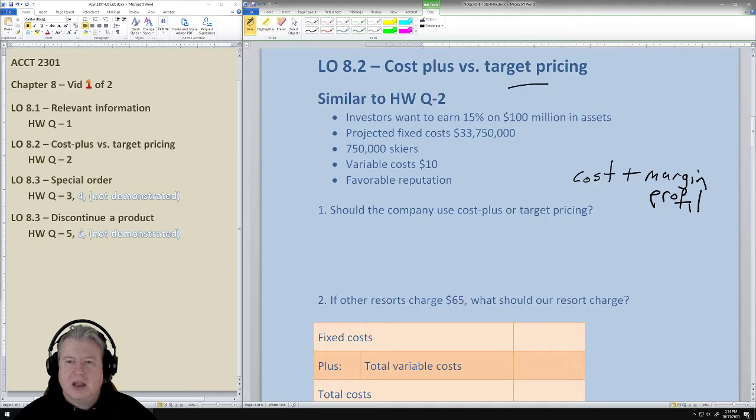Target pricing is where you have a lot of competition, or it's more of a common product. For example, if you're selling dish soap, maybe all the other brands are $1.99. Well, if you start selling yours at $2.49, you're not going to sell much. So what you need to do is target a sales price of $1.99 and then work on reducing your costs.